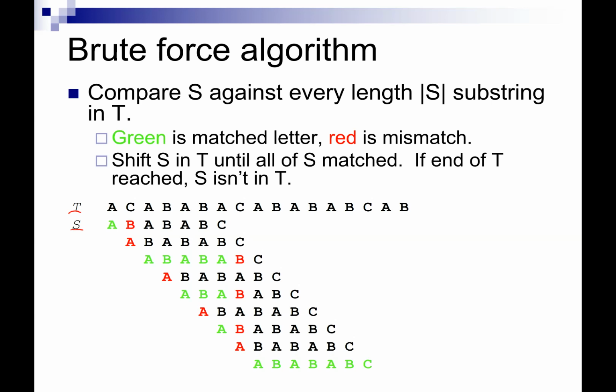Okay, so this is just the very simple brute force algorithm. Of course, it's going to work correctly. If after we shifted S through all possible locations of T, we never found a match, then that means that S is not part of T. Otherwise, we're going to find a match between S and T at some location where we shift S.